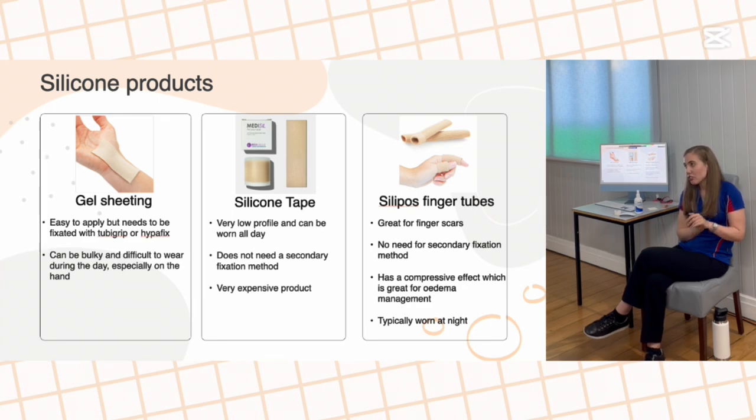It doesn't need secondary fixation, which is fantastic, but the problem can be it's expensive. It's not a cheap product, but it works really well. So it's kind of like you pick and choose. The gel sheeting is a bit cheaper, so if the cost is a problem, then we'll go more gel sheeting. And then the other option, this is more for fingers, is the Silipos finger tubes.